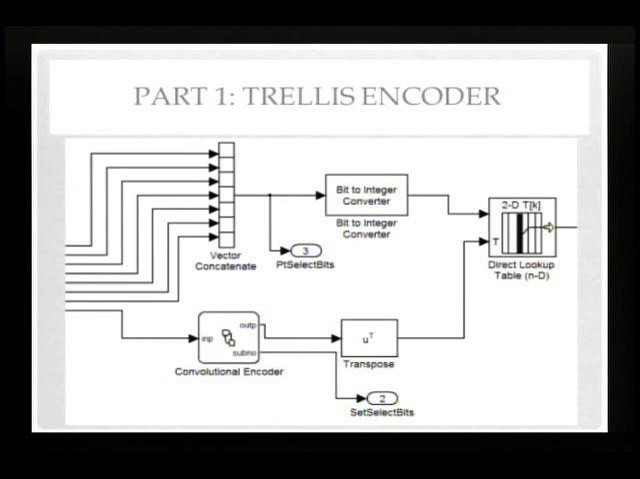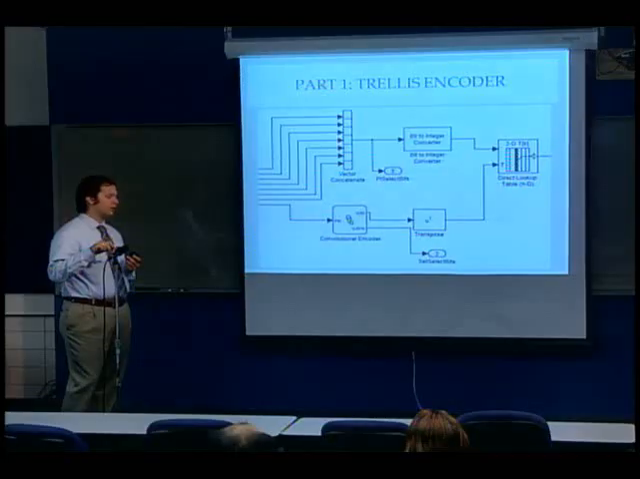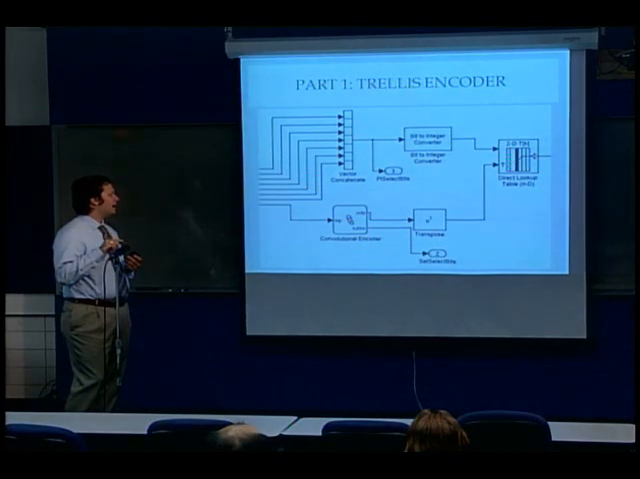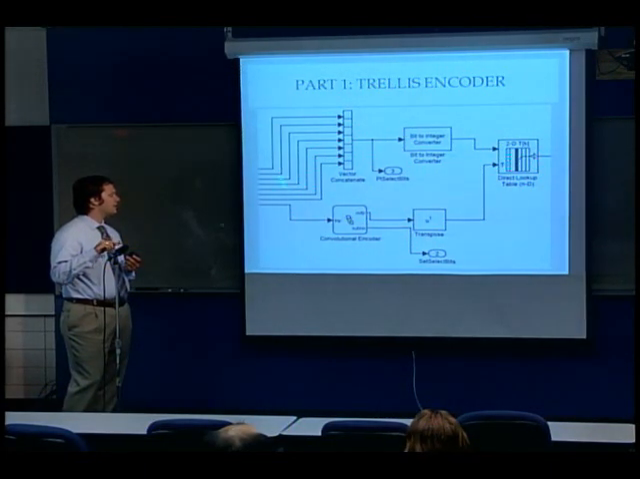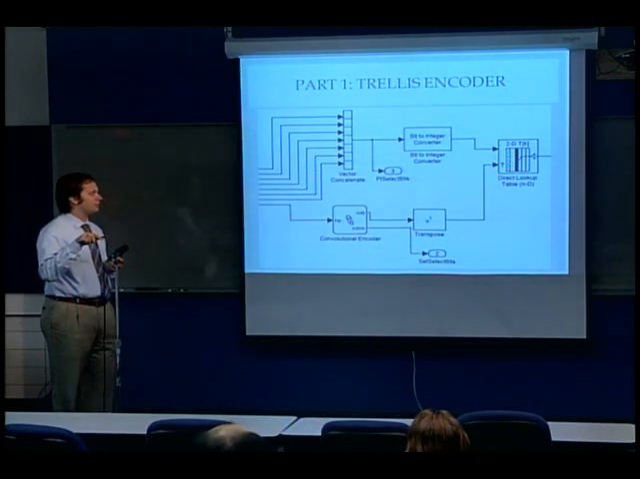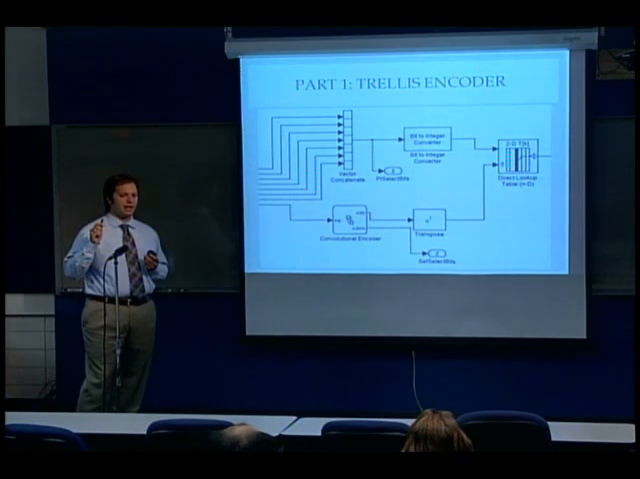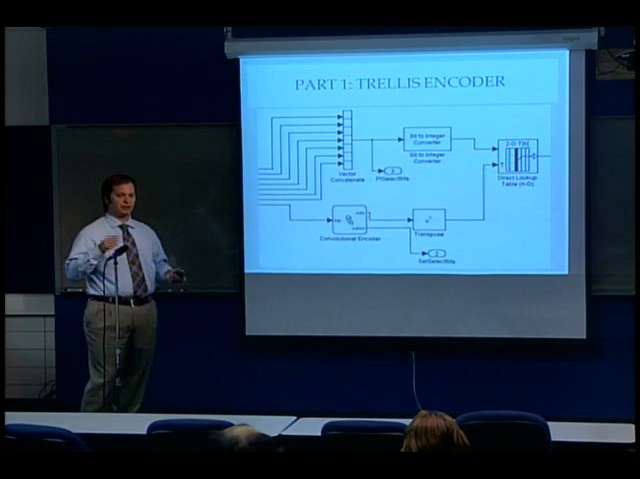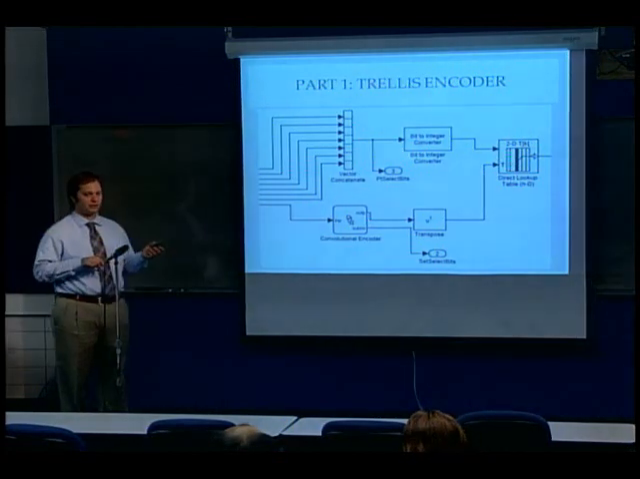So this is our trellis encoder. It takes 8 bits as input. It takes 1 bit and puts this to the convolution encoder, which I'll show you on the next slide. And it takes the other 7 bits and converts them into an integer, which it uses to select a point within the partition. The partition is given by the convolution encoder.